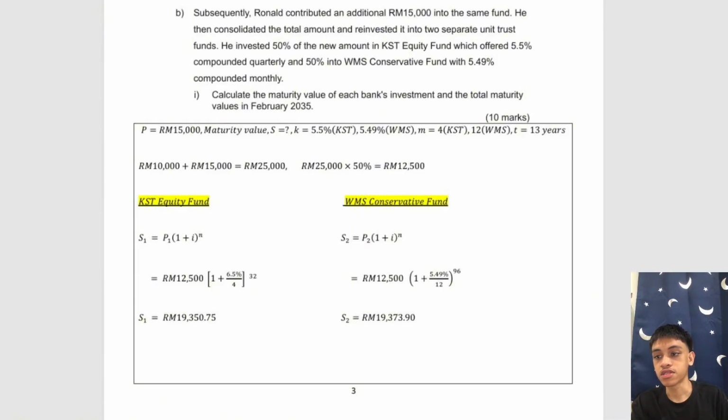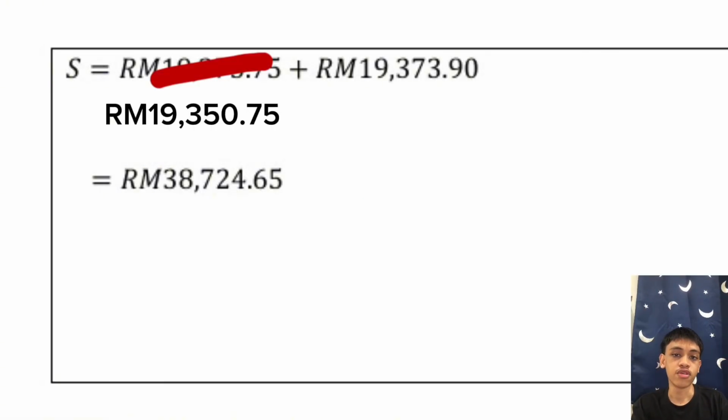For WMS conservative fund, we use the same formula: 12,500 for the P, 1 plus I, that is 5.49% over 12, and then N is 96. Calculate it using your calculator and you'll get 19,373.90. After you get the maturity value of each bank, you need to total it up to get the maturity values in February 2035.